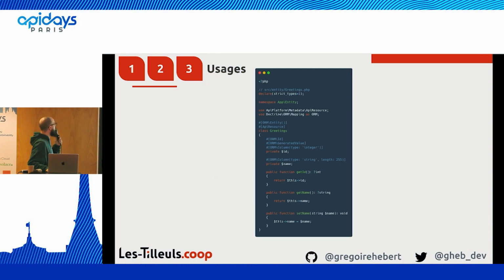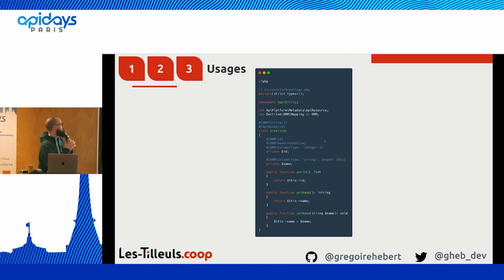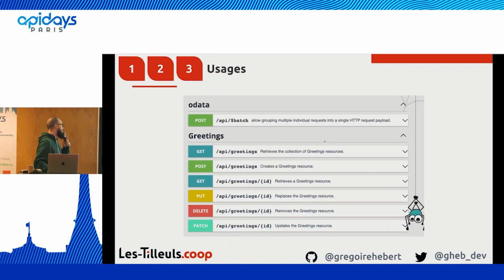All right, it's a bit small. I will zoom in, but basically what we do is we create a resource. Okay, I just described it to you. I have a class in PHP. I have metadata on top of it, which is API resource. So now it's available. In my API, I now have this batch endpoint, and then all my CRUD operations for my greetings class, my greetings resource.